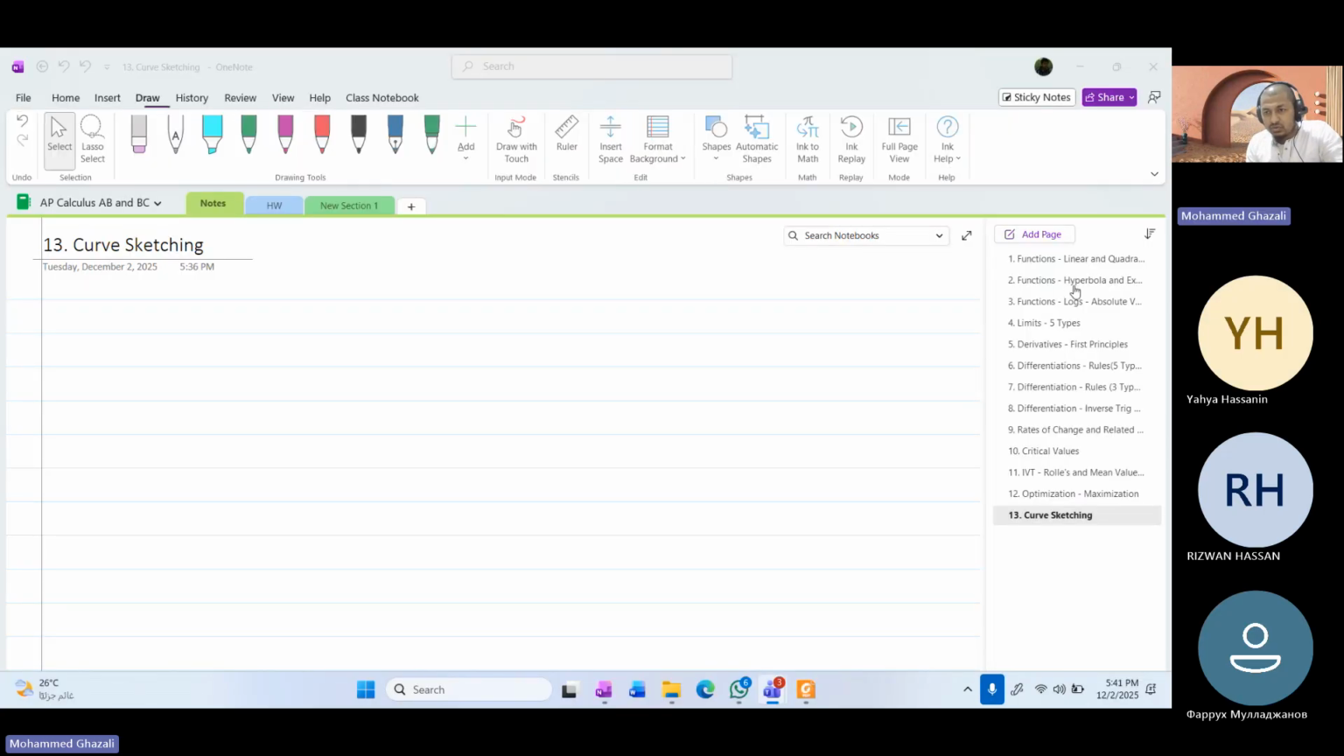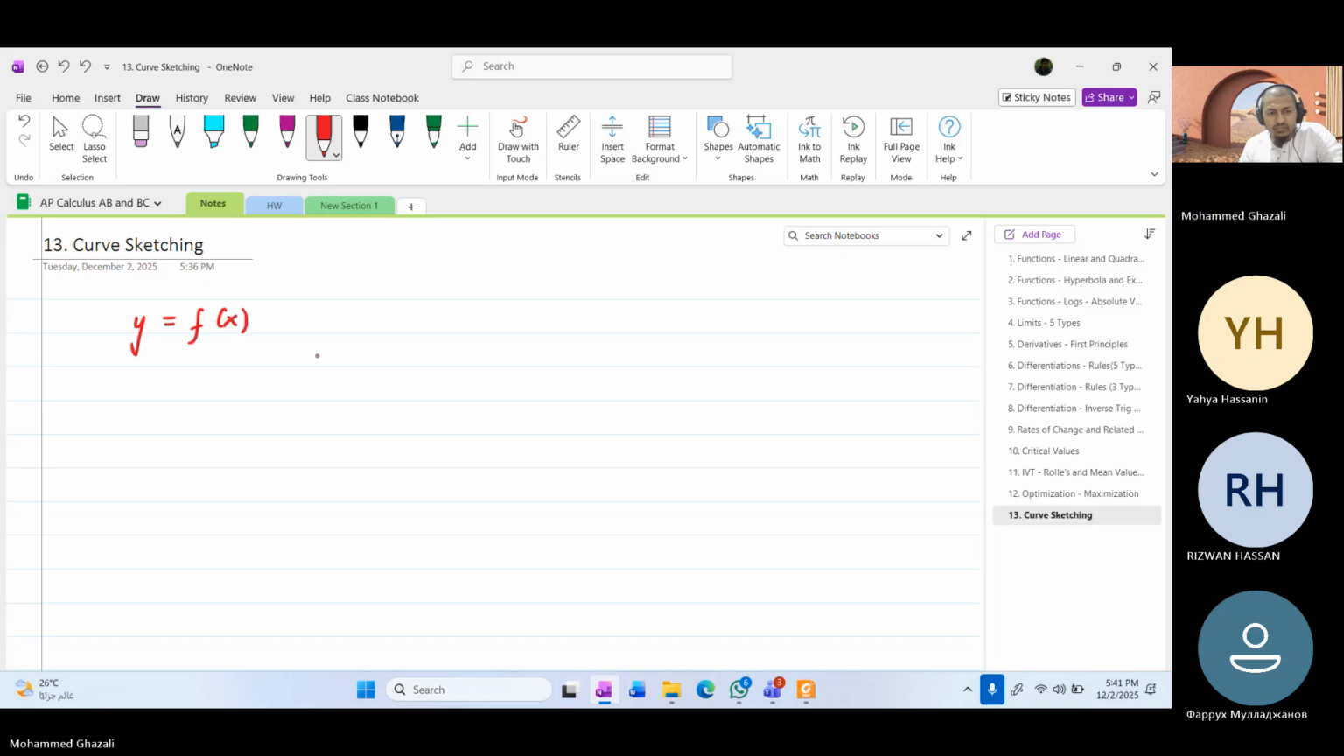In this video, we're going to learn about curve sketching. So what is curve sketching? We have some function y equals f of x. When we have this function, we want to sketch this curve. This curve can be anything like a radical function, a square root function, a rational function, a cubic function, or a polynomial function.